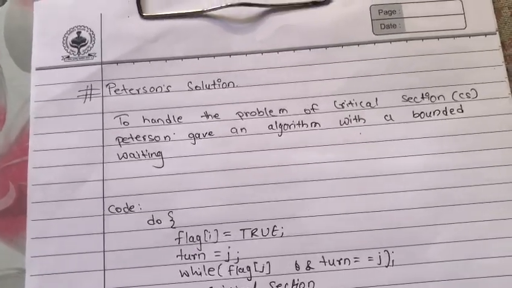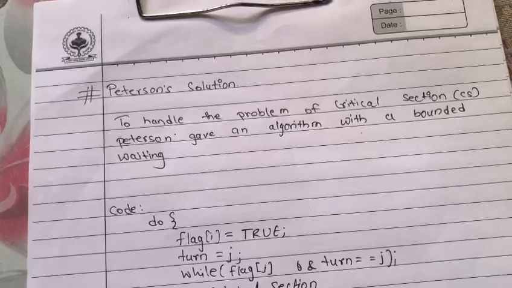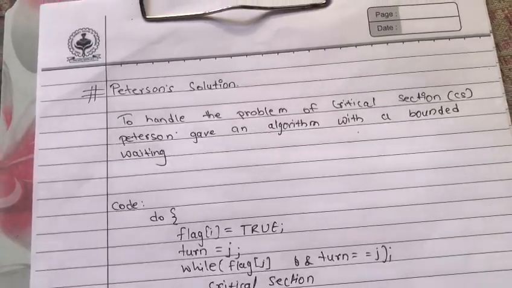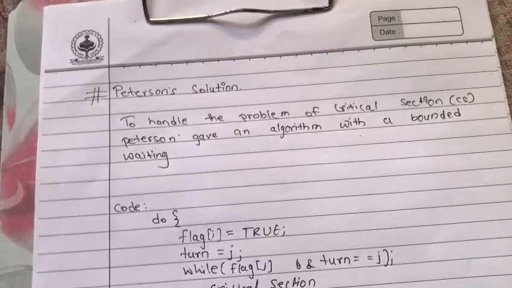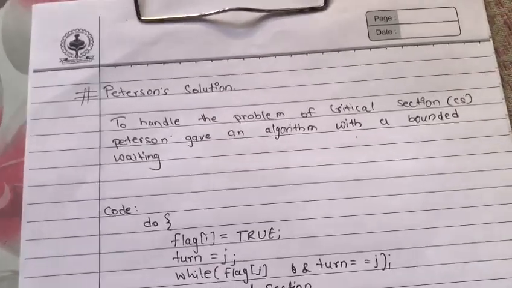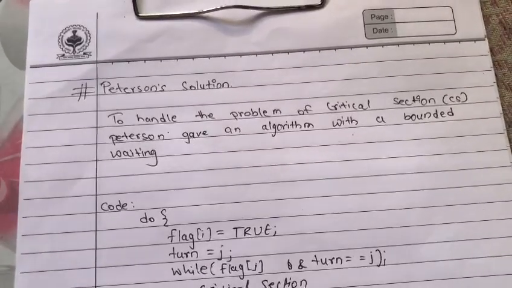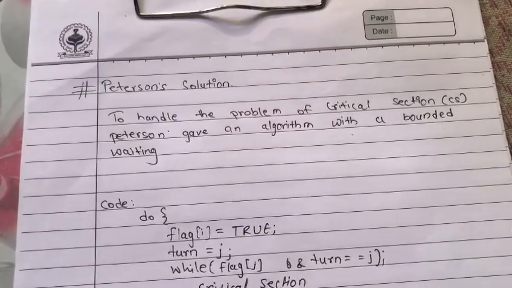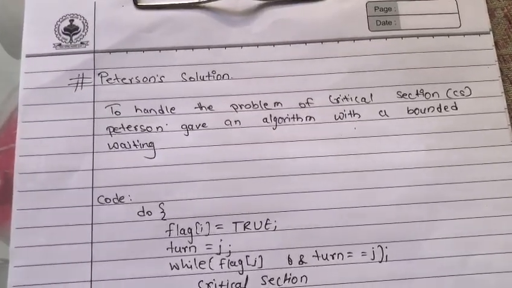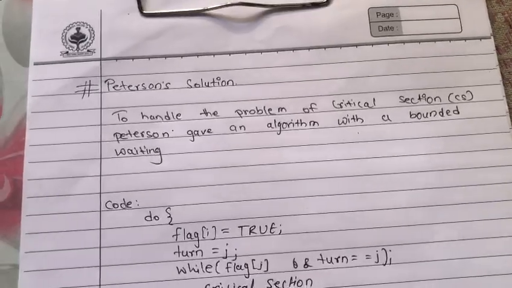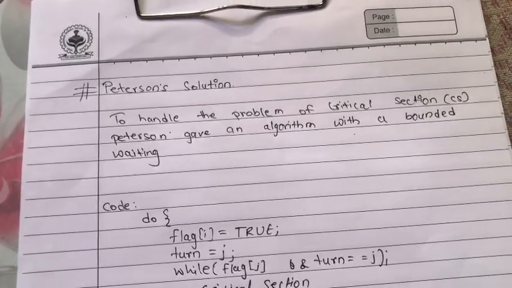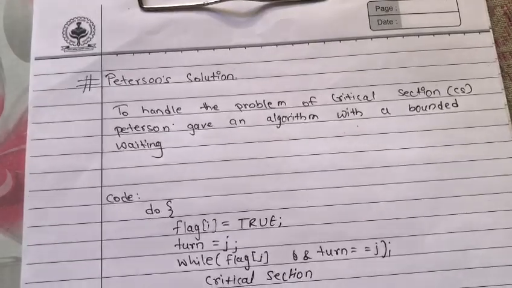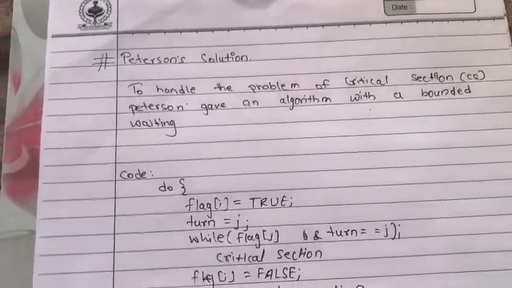Now I am today explaining about Peterson's Solution. Firstly, what is Peterson's Solution? Peterson's Solution is a software-based algorithm used to solve the critical section problem between two processes, P0 and P1. Peterson's solution handles the problem of critical section. Peterson gave an algorithm with bounded waiting.